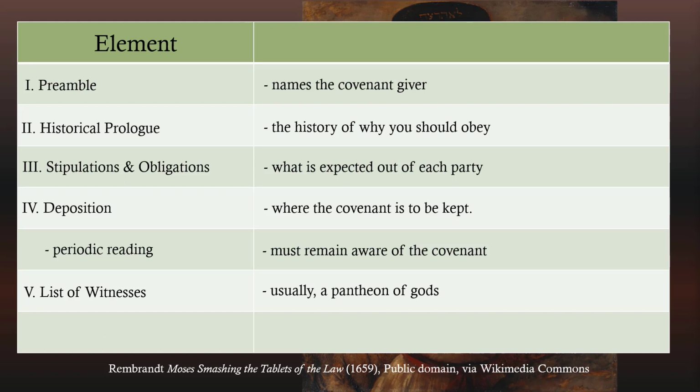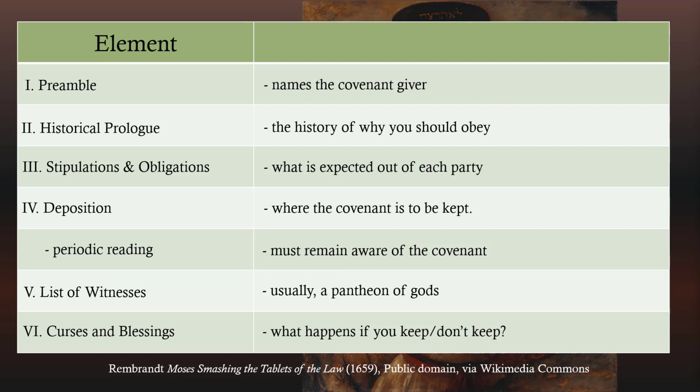And then finally, the last one, number six, is curses and blessings. This is, if you keep my covenant, then I will bless you, and I'll bless you in your family, and I'll bless you in the field, and I'll bless you here, and I'll bless you there. But if you don't keep my covenant, you're going to get run over by the enemy, and you'll be suffering here, and you'll be suffering there. So you get a whole idea of curses and blessings. That makes up all of the elements of the ancient Near East covenant.